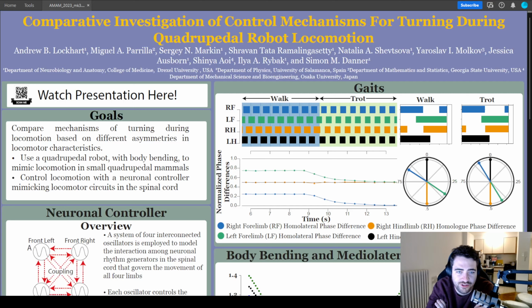Hey, my name is Andrew Lockhart, and I currently work at Drexel University College of Medicine under Simon Danner, and my poster is about control mechanisms for turning in a quadrupedal robot.